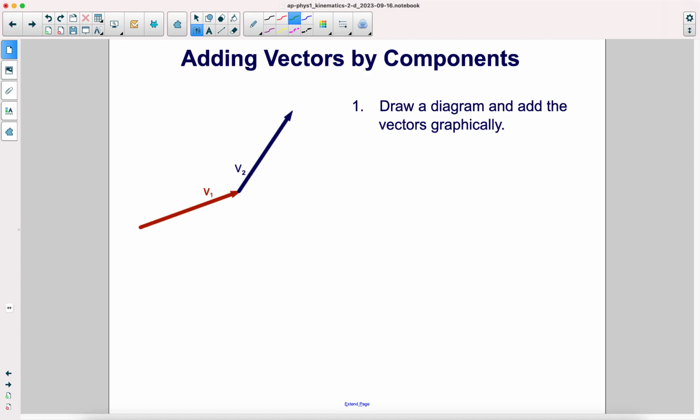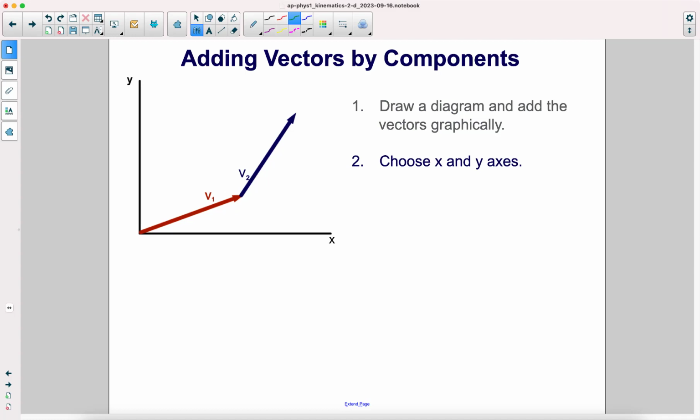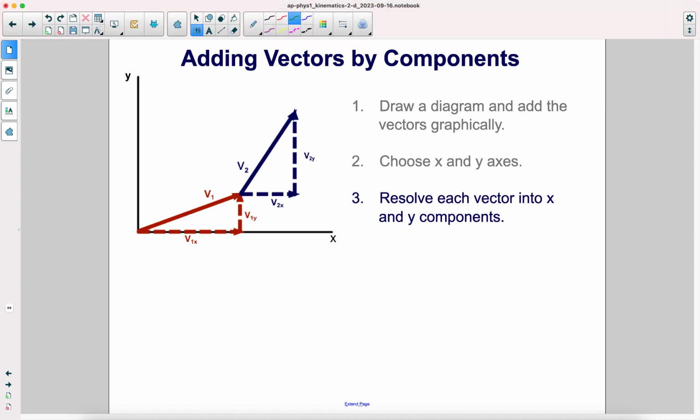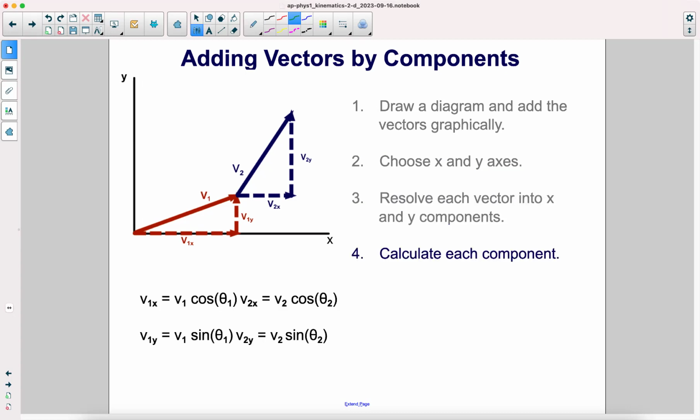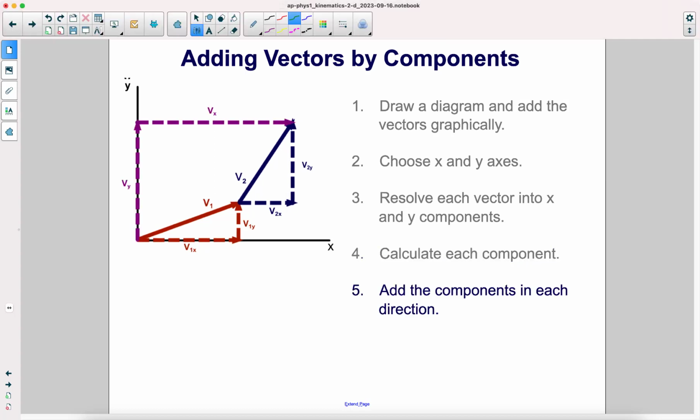Draw a diagram and add the vectors graphically. Choose x and y axes. Resolve each vector into x and y components. Calculate each component. If we know the length of the hypotenuse and we know this angle theta, then we can use trigonometry to calculate the length of the components for both triangles. Finally, add the components in each direction.